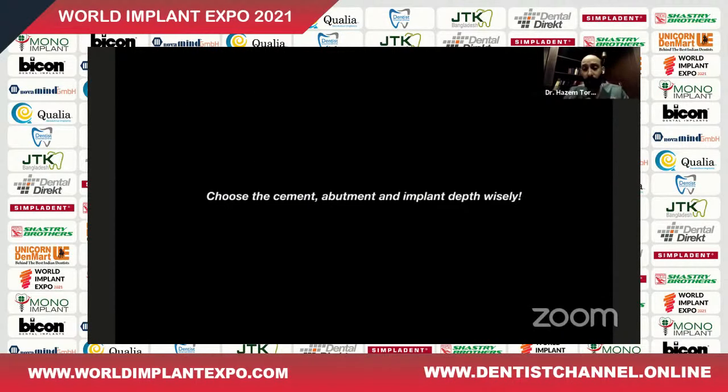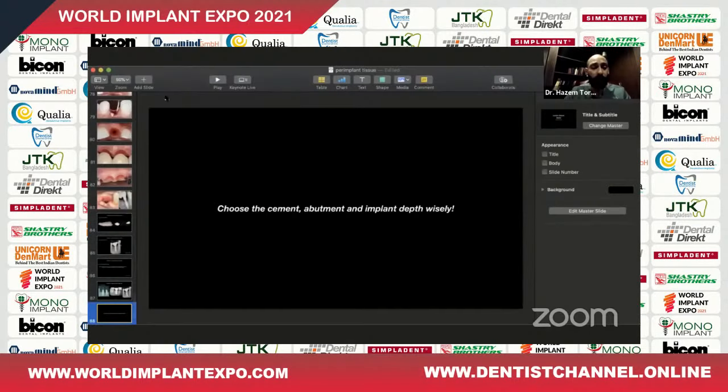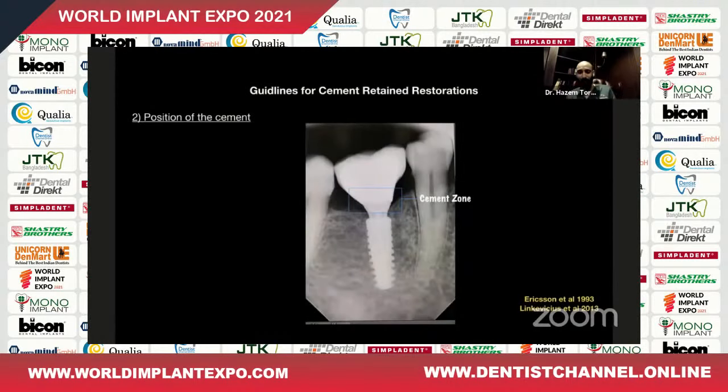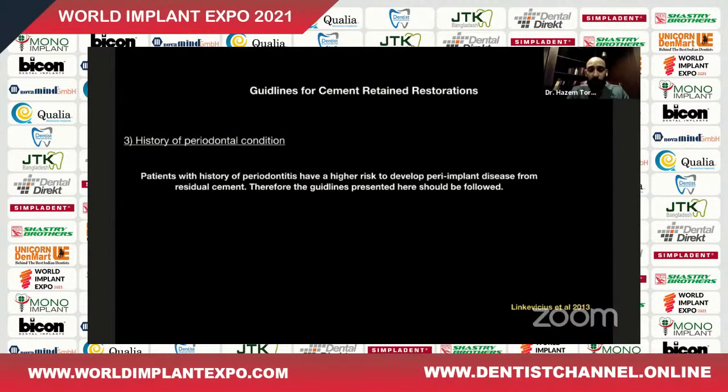So you have to choose your cement, your abutment, and your implant depth wisely. You have to make careful decisions about all these factors before you place an implant or you place a crown over an implant. Now, this is what we talked about, the position of the cement.